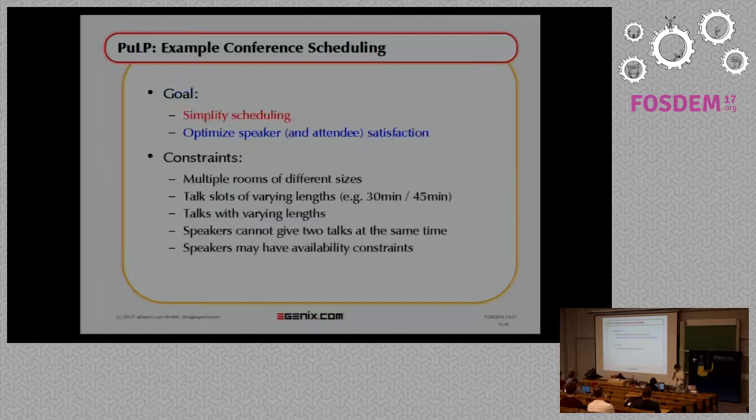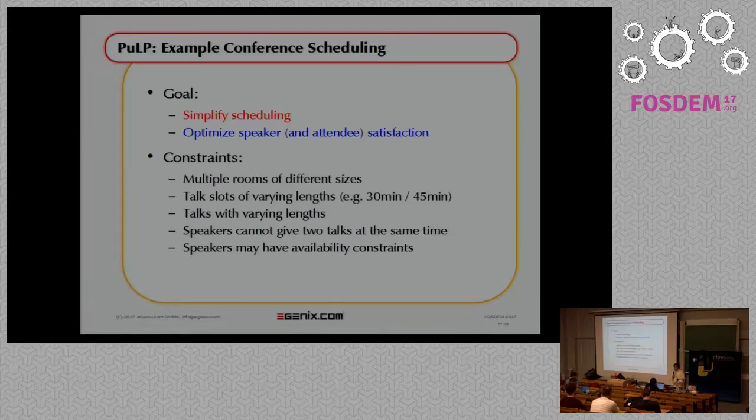So let's take that example and try to figure out how PuLP can help us with that. What we want to do is make scheduling simple. We want to ideally optimize the speaker or attendee satisfaction. This basically means that the speakers want to have nice rooms, and the attendees want to see all the talks that they want to see, with no overlaps ideally.